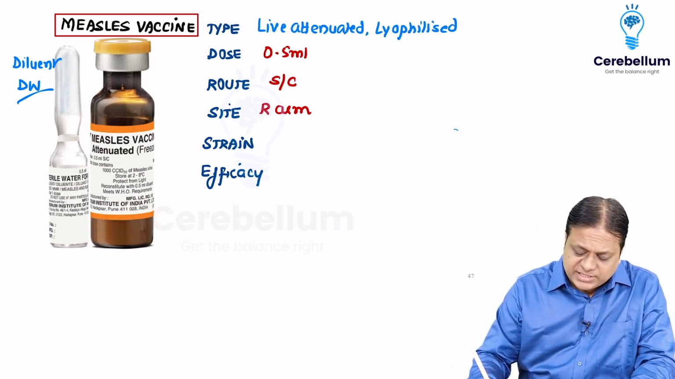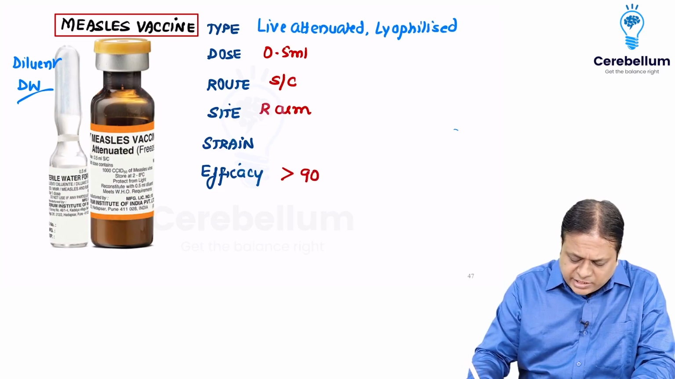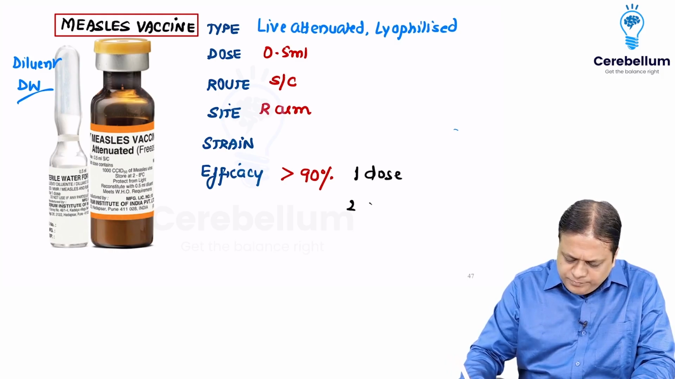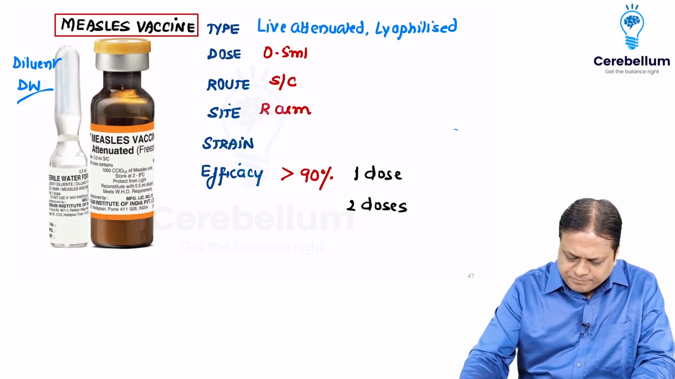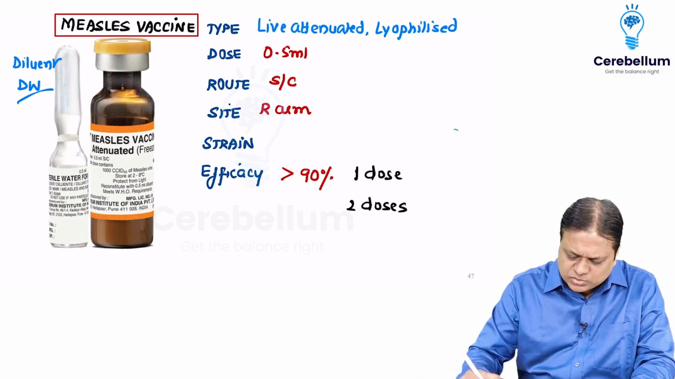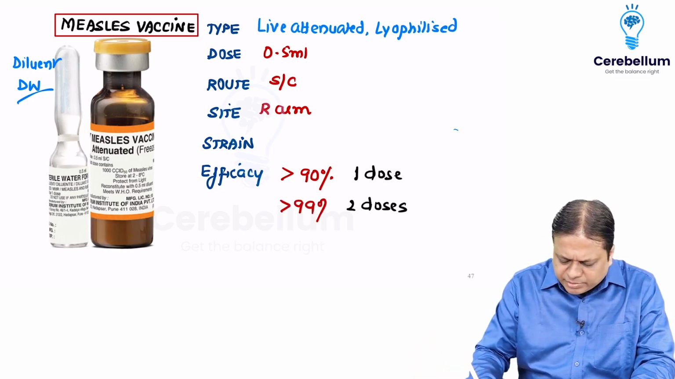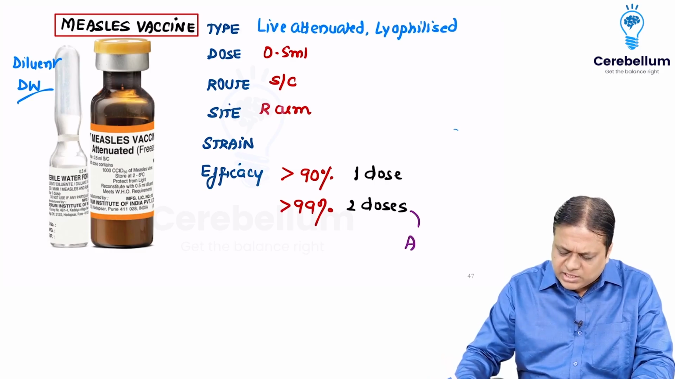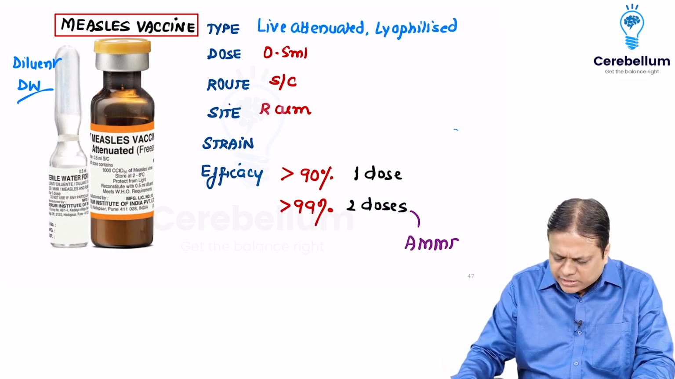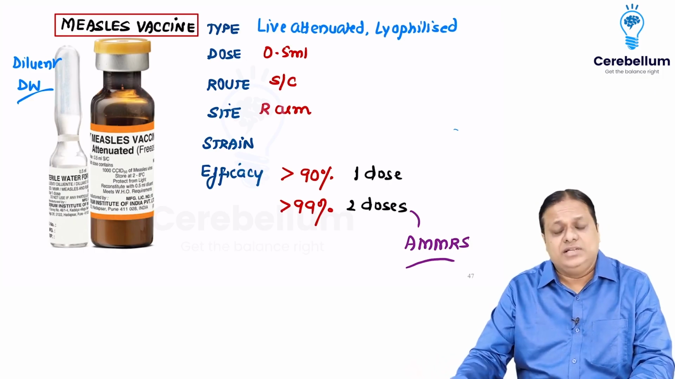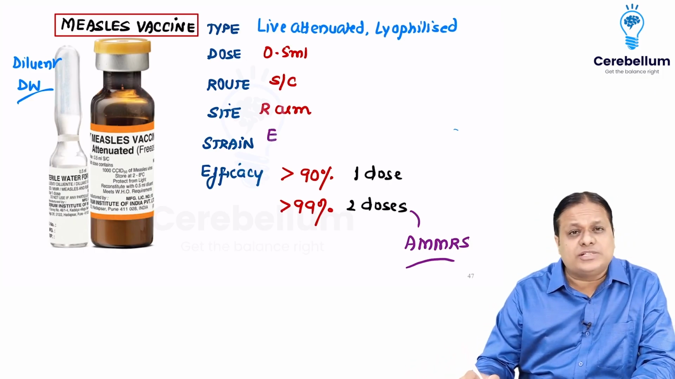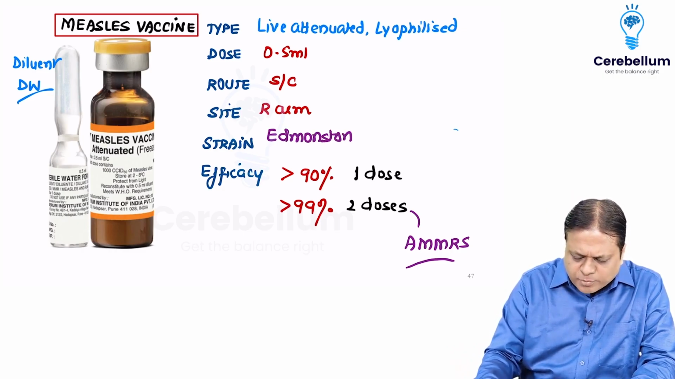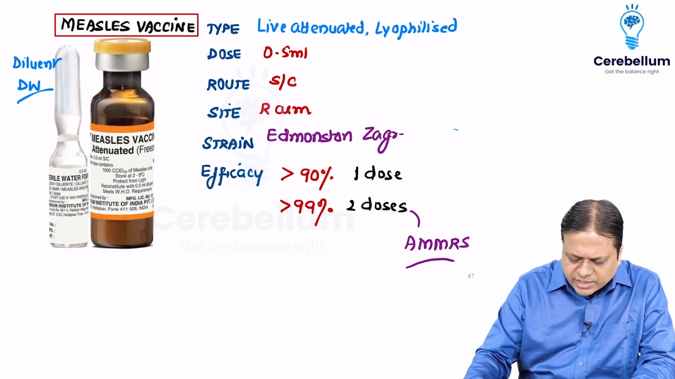Its protective efficacy is very high, more than 90% with one dose. As I told you, 2 doses are now in the program and efficacy goes above 99%. This highly successful 2-dose strategy is known as the accelerated measles mortality reduction strategy. The strain we are using in India is not Schwarz or Moraten, but Edmonston Zagreb strain for production of measles vaccine.